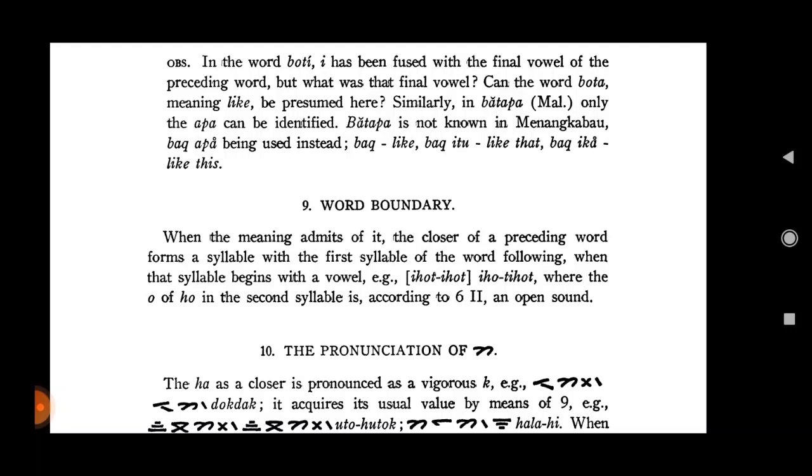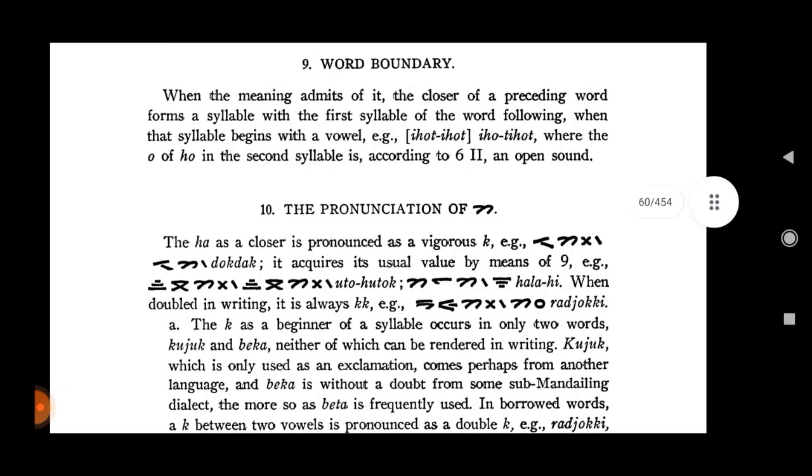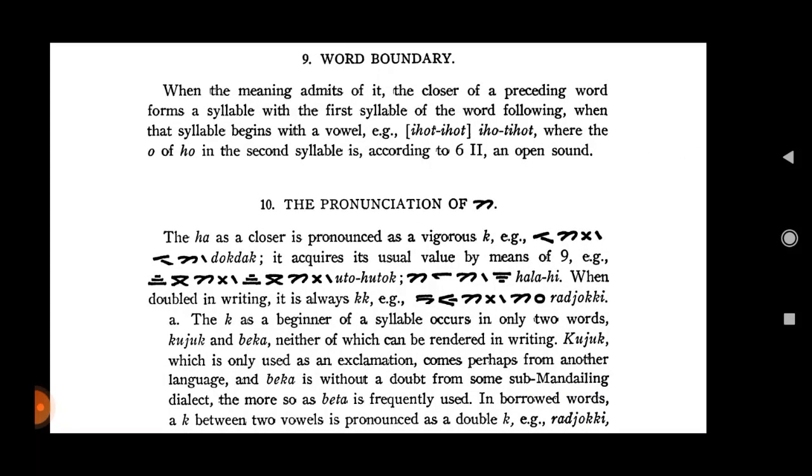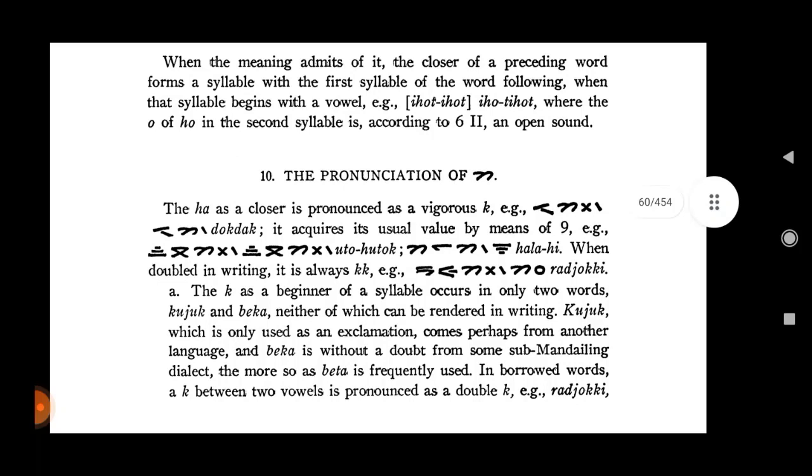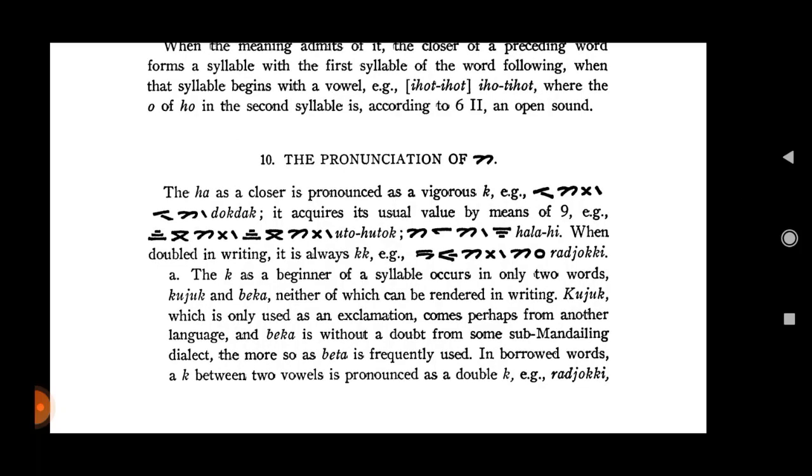this. Word boundary. When the meaning admits of it, the closer of a preceding word forms a syllable with the first syllable of the word following. When the syllable begins with the vowel, for example, ihot, where the o of ho in the second syllable is, according to 6-2, an open sound.